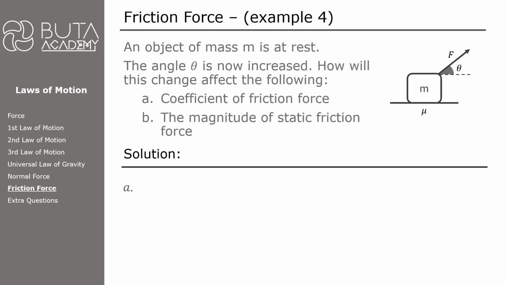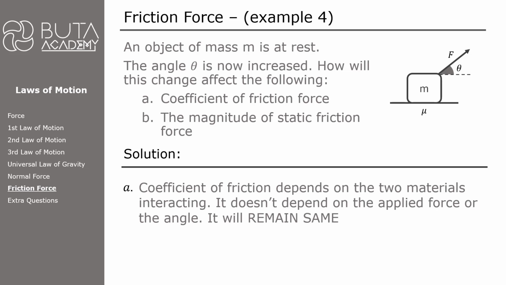As we learned before, coefficient of friction depends on the two materials interacting and has nothing to do with any of the forces experienced by the object. Coefficient of friction may change only if we change the material of the surface or object. That's why increasing or decreasing the angle theta or any other quantity like mass of the object or magnitude of the applied force will have no effect on the value of coefficient of friction.